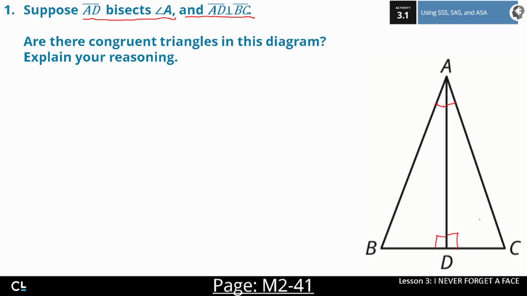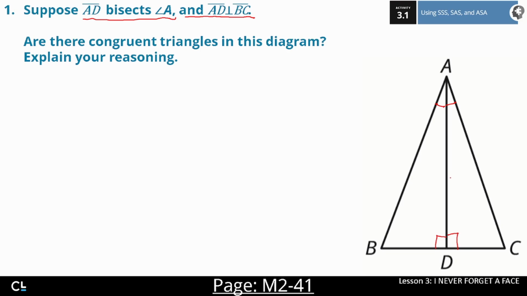Now it says, are there congruent triangles in this diagram? Explain your reasoning. So first of all, it says triangles, right? But we only talked about one. I mentioned this big triangle, ABC. But when this line AD cuts down the middle, we have two smaller triangles here, ABD and ACD, right? And those are the two triangles we want to look at, because if you notice, when we cut this line down the middle, it looks like these two smaller triangles are going to be congruent. But we need to show how.